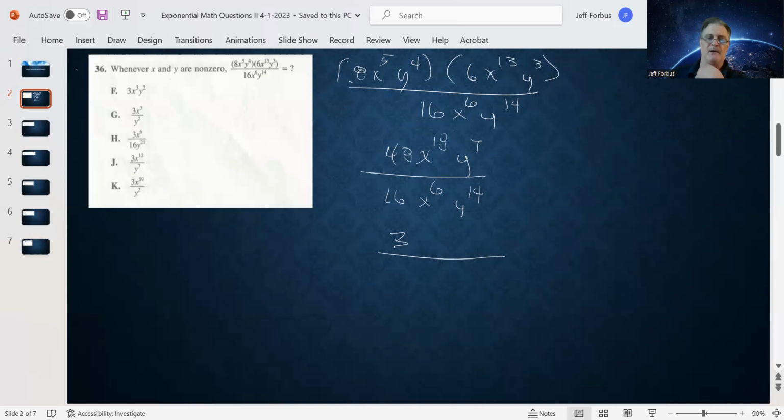Now remember, when we have the same bases and we're dividing, we subtract exponents. And so 18 minus 6 is 12. And we're going to put that in the numerator because 18 is larger than 6. Now look at y. We're going to do just the opposite. 7 is smaller than 14, and 14 is in the bottom. So we're going to subtract down and say 14 minus 7 is 7. So we should end up with 3x to the 12th divided by y to the 7th. And that's going to give us answer choice J.